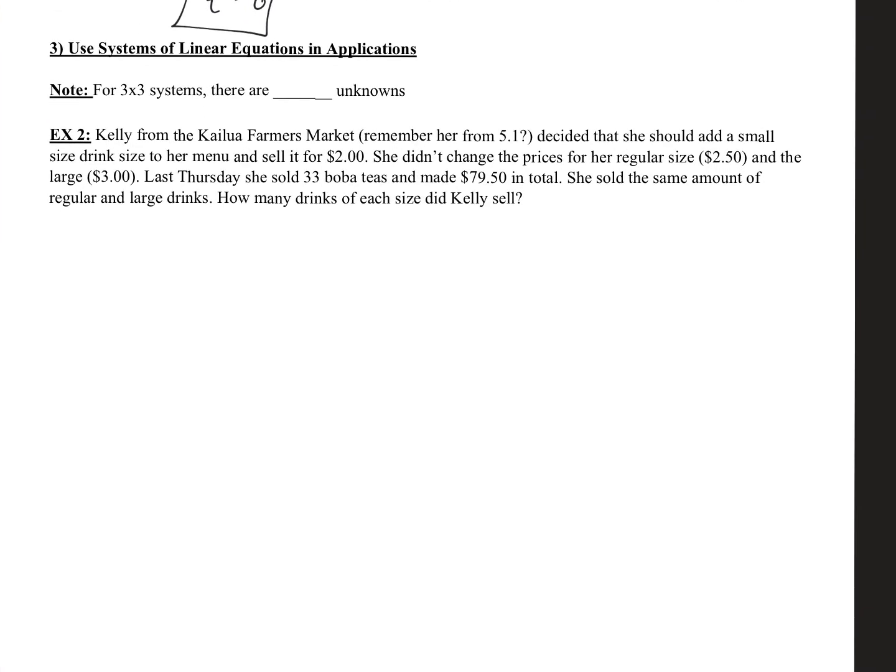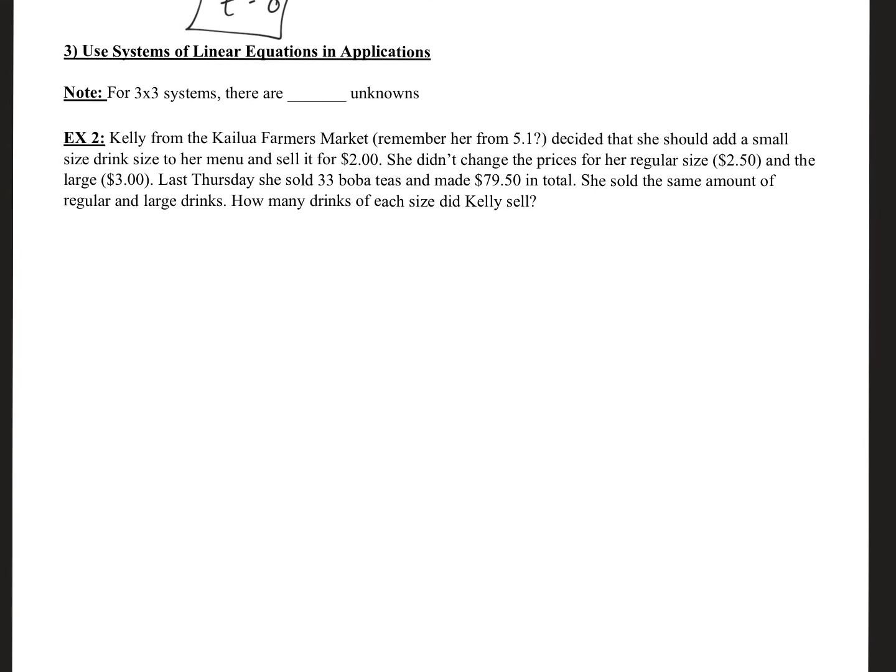Now let's take a look at using systems of linear equations and applications. So one thing to note, for 3x3 systems, there are 3 unknowns, usually generically x, y, and z. Though for word problems, we often use different variables. Alright, so Kelly from the Kailua Farmers Market, remember her from 5.1, decided that she should add a small drink size to her menu and sell it for $2. She didn't change the prices for her regular size, $2.50, and the large, $3. Last Thursday, she sold 33 boba teas and made $79.50 in total. She sold the same amount of regular and large drinks. How many drinks of each size did Kelly sell?